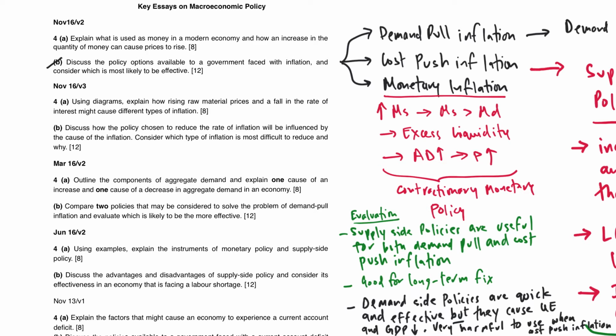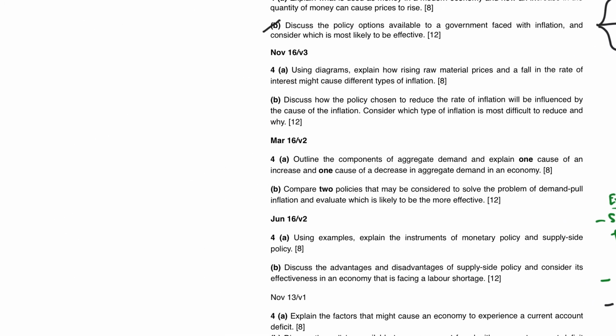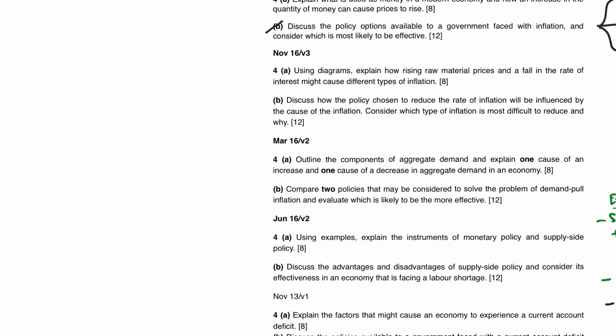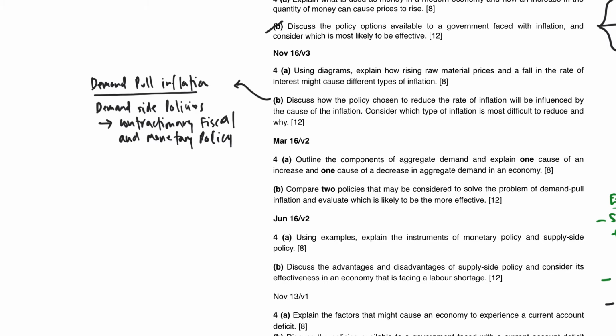Moving on to the next question, the one we will do now says: discuss how the policy chosen to reduce the rate of inflation will be influenced by the cause of the inflation, and consider which type of inflation is most difficult to reduce and why. So the first part is easy. We'll talk about how when you have demand pull inflation, we can use demand side policies, right? And when we have cost push inflation, we can use supply side policies.